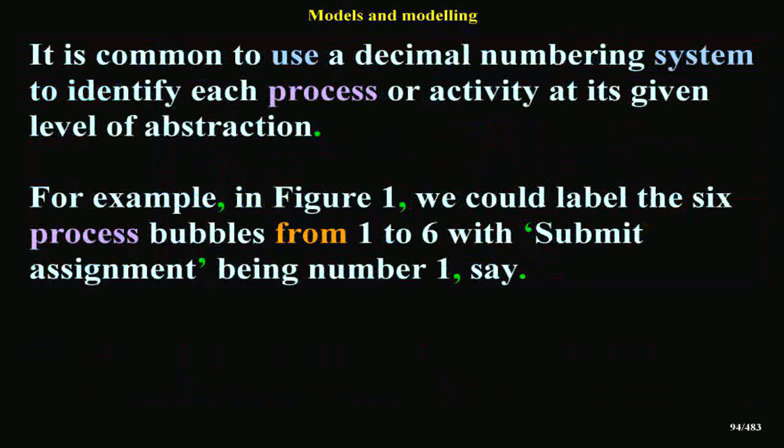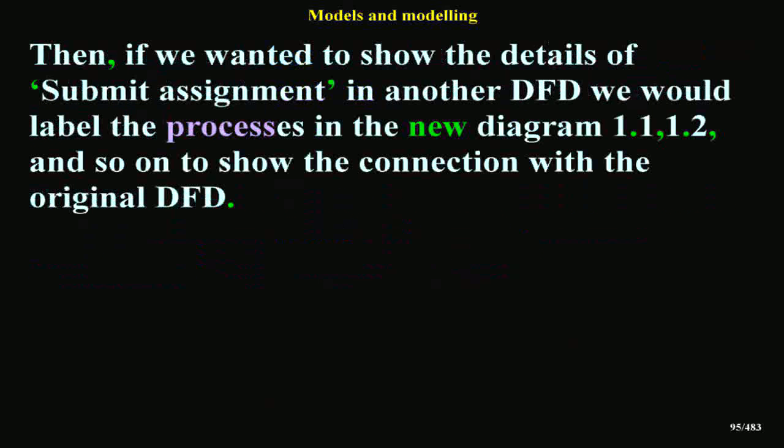It is common to use a decimal numbering system to identify each process or activity at its given level of abstraction. For example, in Figure 1, we could label the 6 process bubbles from 1 to 6 with submit assignment being number 1, say. Then, if we wanted to show the details of submit assignment in another DFD, we would label the processes in the new diagram 1.1, 1.2, and so on to show the connection with the original DFD.